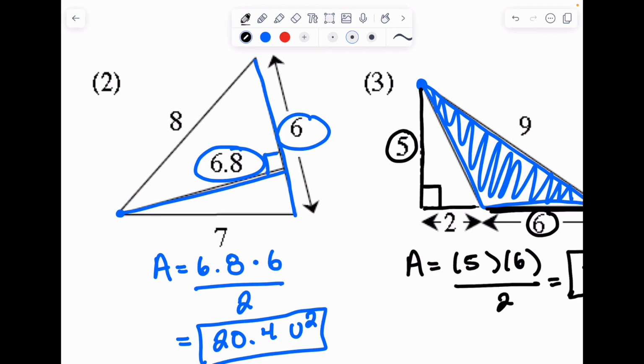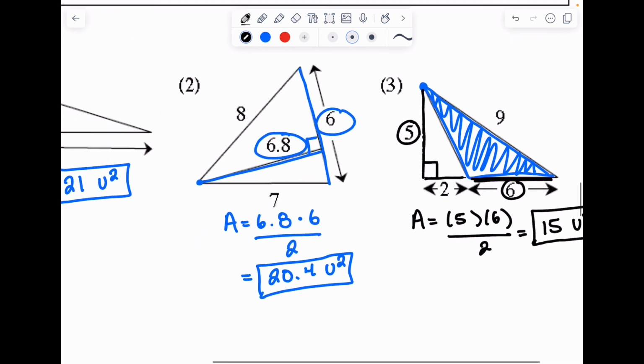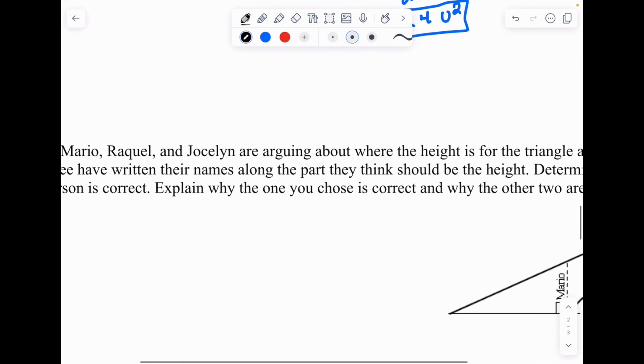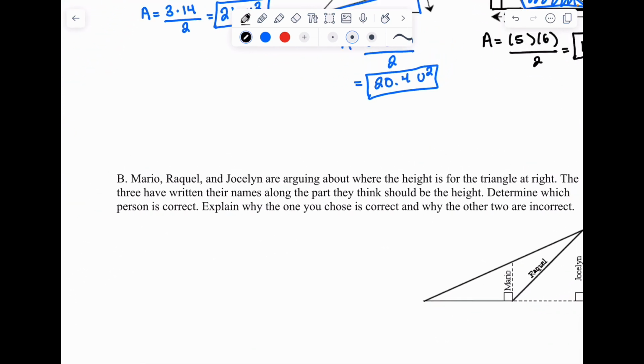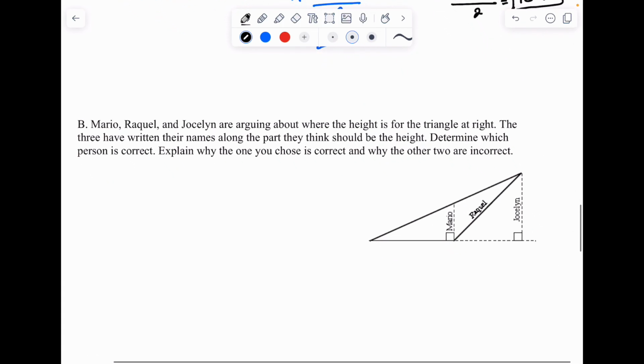So to make sure you understand this, I have one more problem for you. Mario, Raquel, and Jocelyn are arguing about where the height is for the triangle at right. The 3 have written their names along the part they think should be the height. Determine which person is correct. Explain why the one you chose is correct and why the other 2 are incorrect.